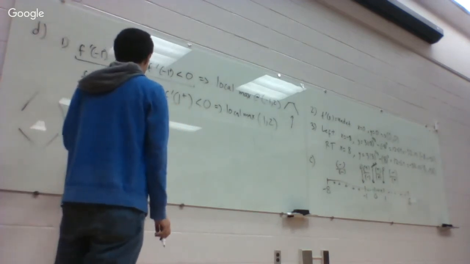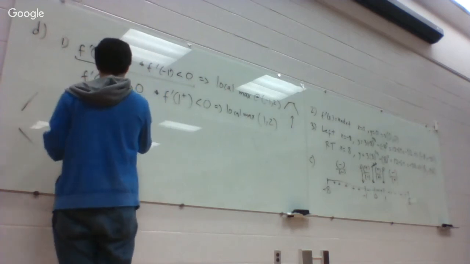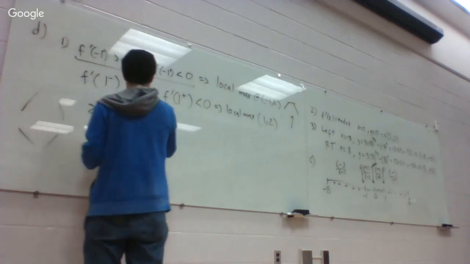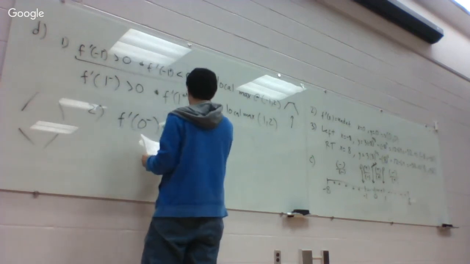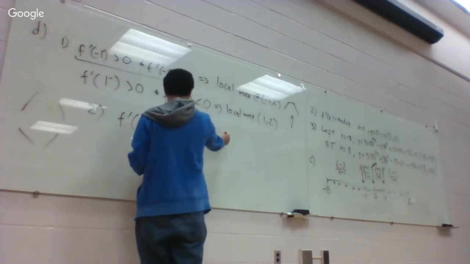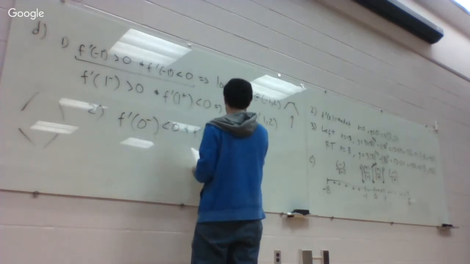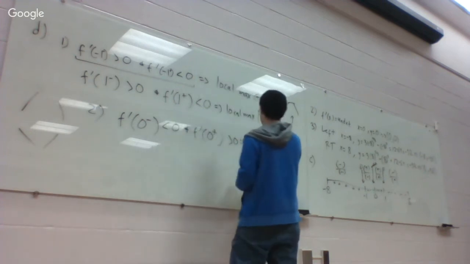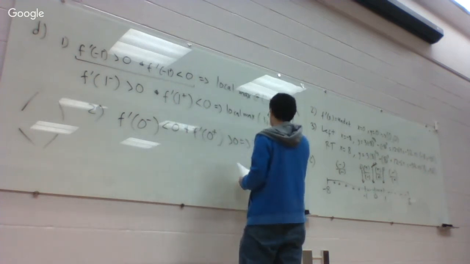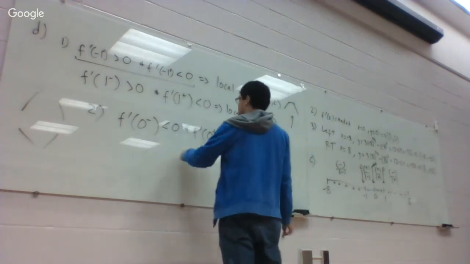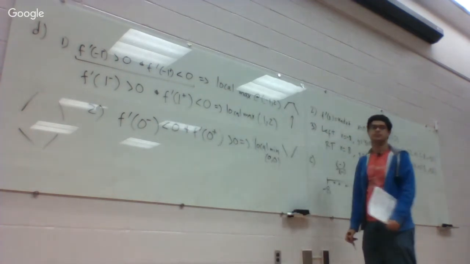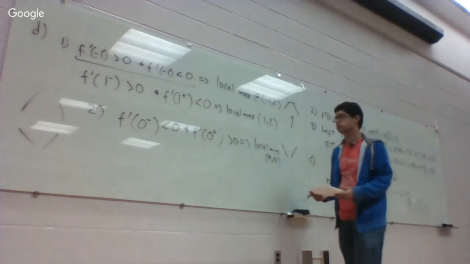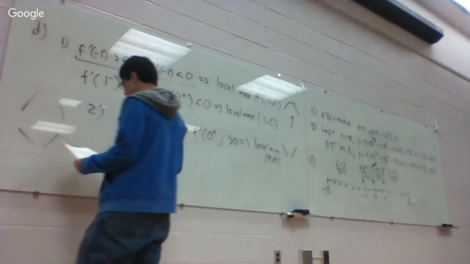Second step, we found where it was undefined. That was at 0. At the time of 0 from the negative side is what? Less than 0. And at 0 from the positive side is what? Therefore, what? Local min at 0, 0. That's because the slope is going down and going up. Are you guys good with that?